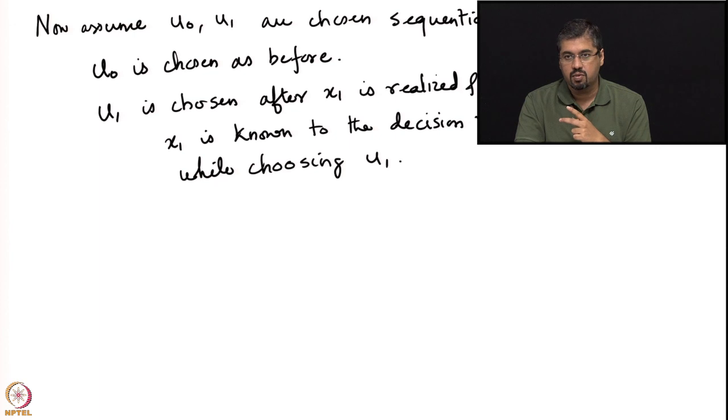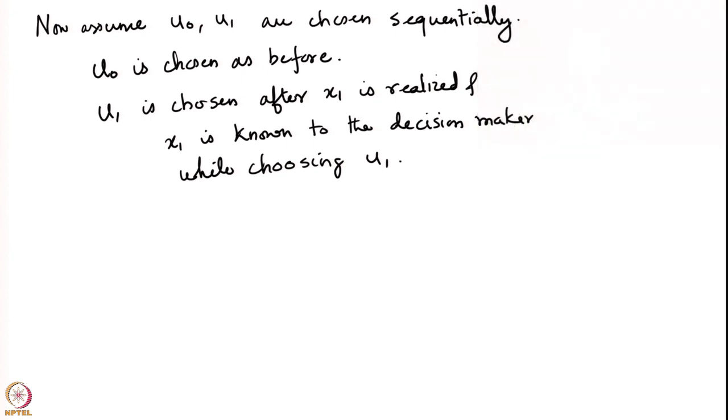Now, this changes the problem. What we now have is that you are not choosing U0 and U1 before the uncertainty is realized, but you have the possibility of adapting your choice of U1 to what situation actually arises, right. So, this information actually changes the number of options you have. Earlier you were required to pick only a particular value for U0 and U1. Now, U1 can be chosen as a function of the information that you have. So, U1 can now be chosen such that it adapts to the information that will get realized.